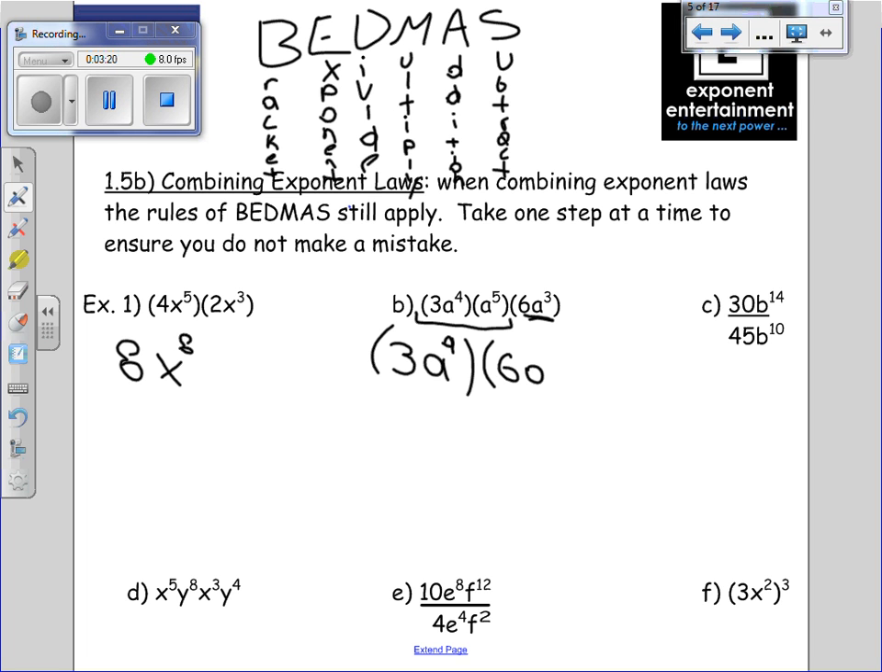And then you just do it again. So you could have a whole bunch of these in a row, and you just keep doing them one at a time, so you don't lose yourself. So what's the final answer going to be? 18, 8 to the power 12. So we multiply our coefficients, and then we add our exponents.